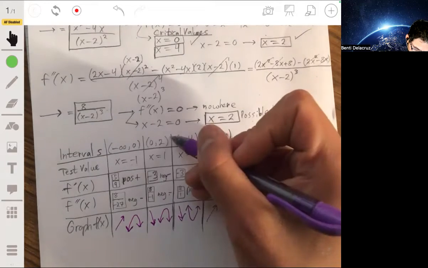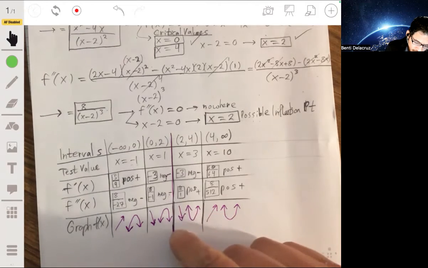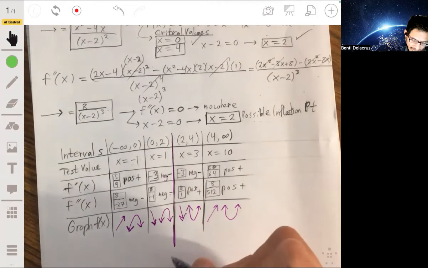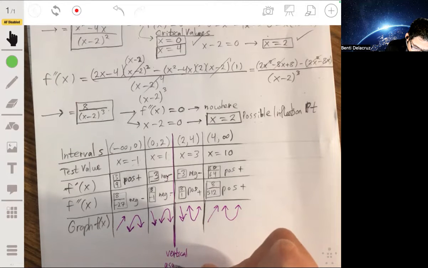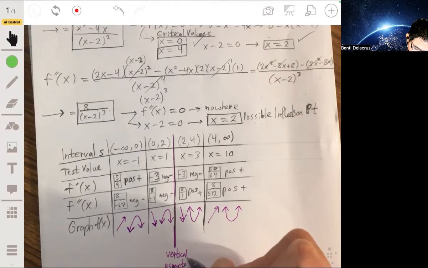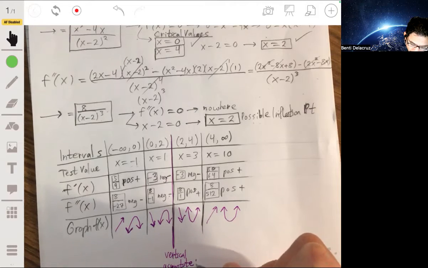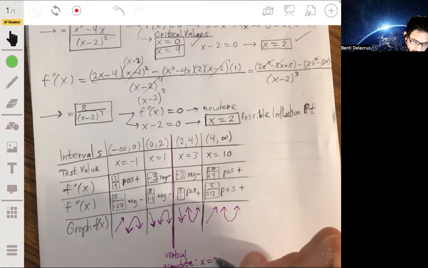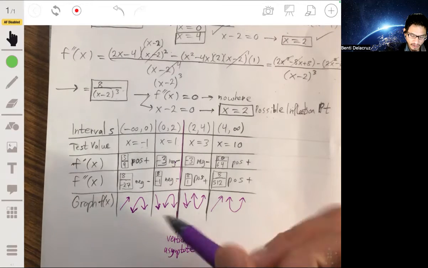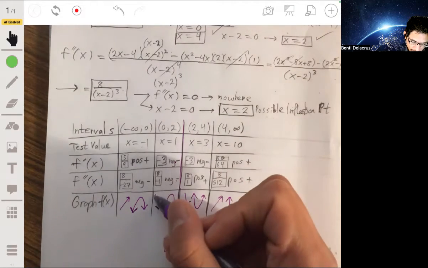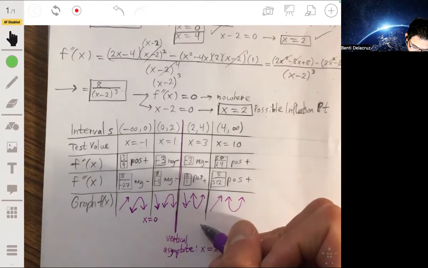Here I can leave another column. Here you're not going to have a defined value. You're going to have a vertical asymptote, because again, the function is not defined there. The vertical asymptote is going to be the line x equals 2. Now, let's see what's going on when x is 0, and what's going on when x is 4.